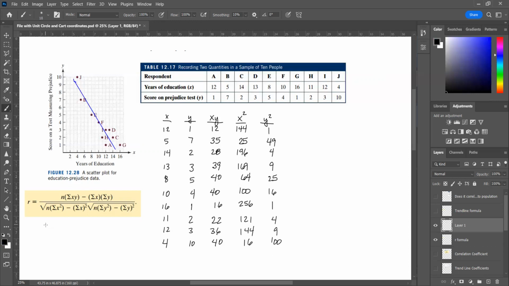Now notice in my formula, which I have written over here on the left-hand side, we can see what we need. We needed n, the number of data points. We've got 10. We need the sums of all of these columns. So I need to add all those together. So I'm going to grab my calculator since that'll be perhaps faster. 12 plus 5 plus 14 plus 13 plus 8 plus 10 plus 16 plus 11 plus 12 plus 4 is 105.